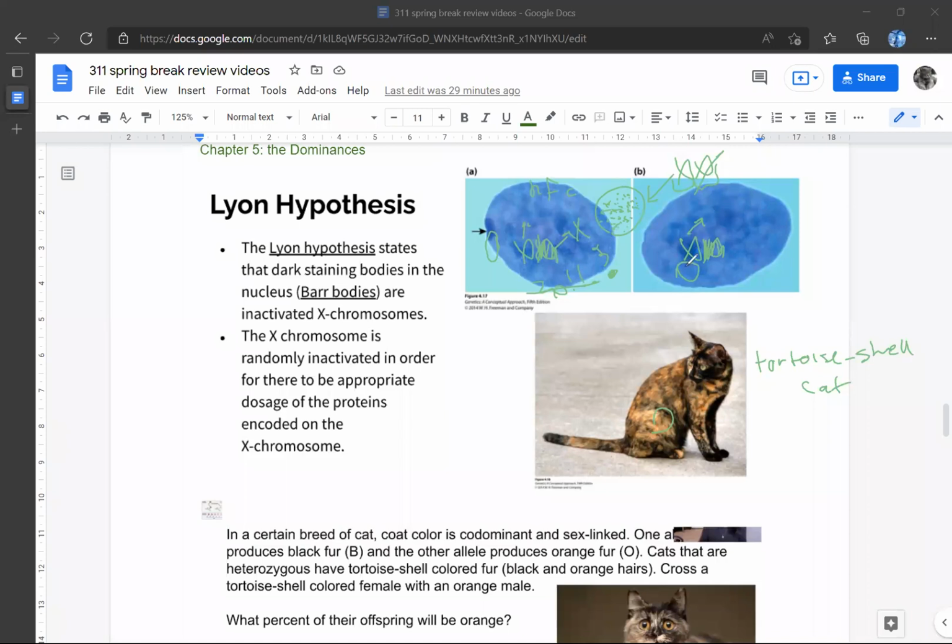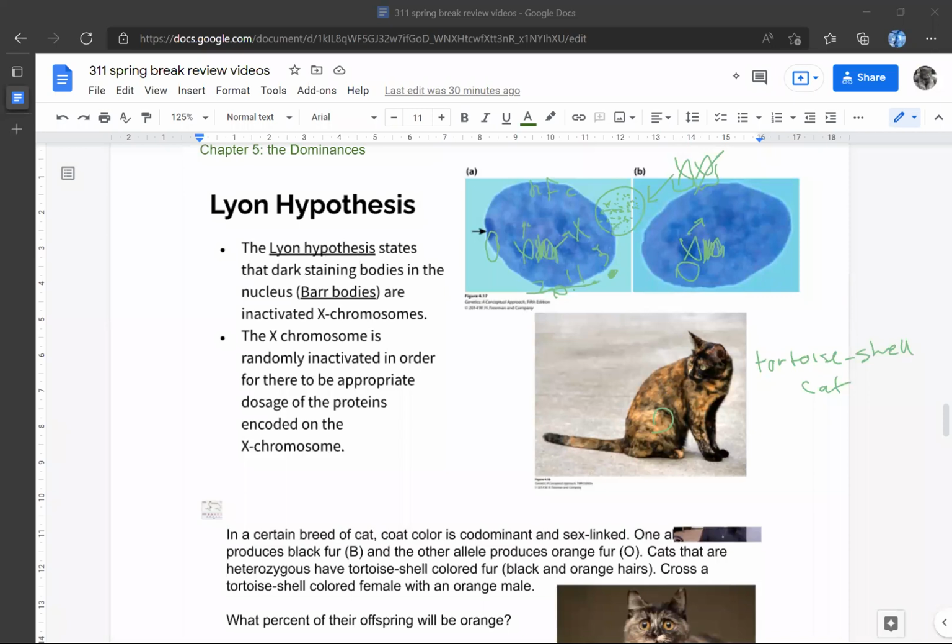as far as we know, it's random, or I shouldn't say it's random as far as we know. We simply don't know how the cell decides which of the two X chromosomes to deactivate and turn into a bar body. We just don't know that yet. And so we can, for the most part in this class, just assume that it's random. And therefore we have a random distribution of orange hairs versus black hairs. And orange and black alleles are each codominant with each other.